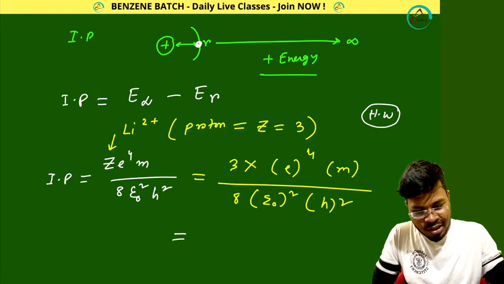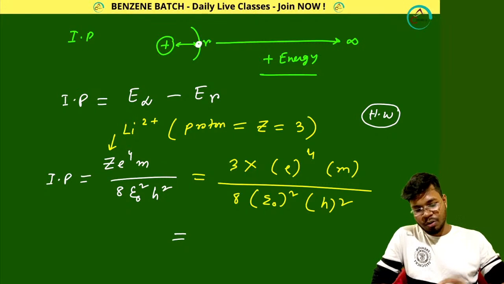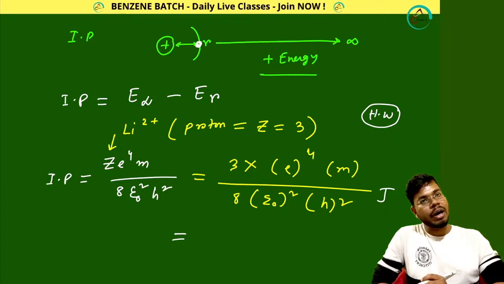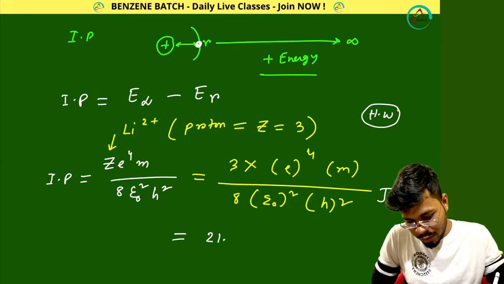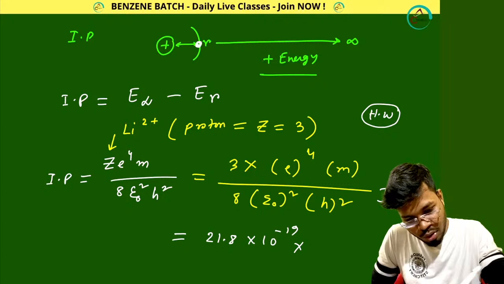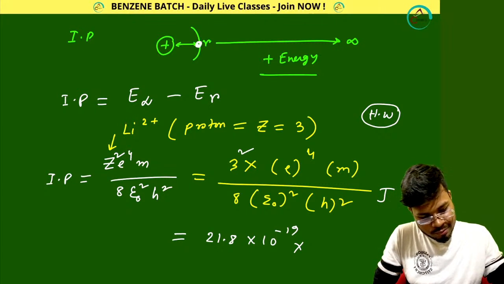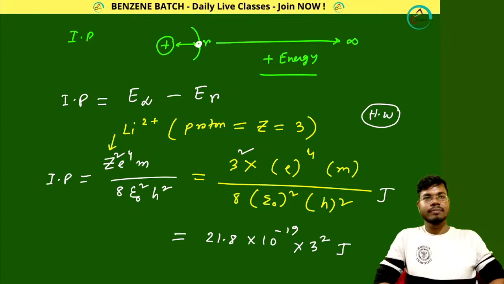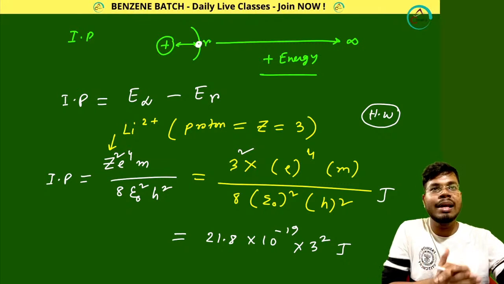And finally, what value will you get? You will get this ionization potential value in which unit? In joule unit. So what will be the final value? Your value will be like 21.8 into 10 to the power minus 19 into, I am sorry, it will be Z square, 3 square, joule. That's all. This is the lengthier method.